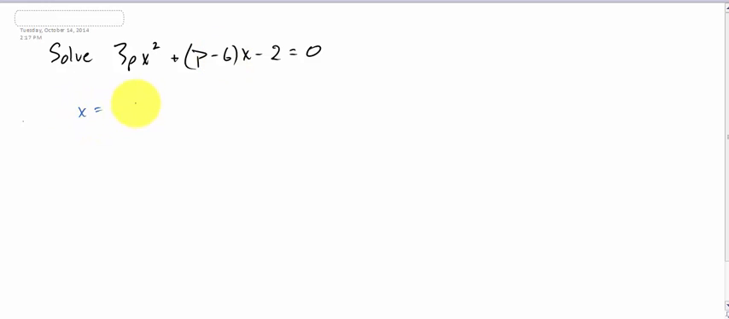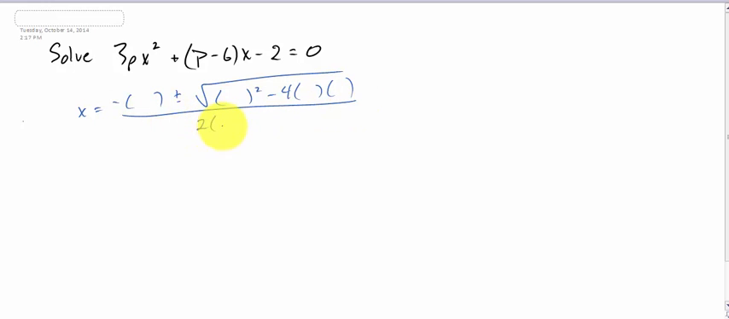So x equals opposite b plus minus the square root of b squared minus 4ac all over 2a. And now we put our values in. So b is p minus 6. A is 3p. C is negative 2. And again, A is 3p. And now we start simplifying.